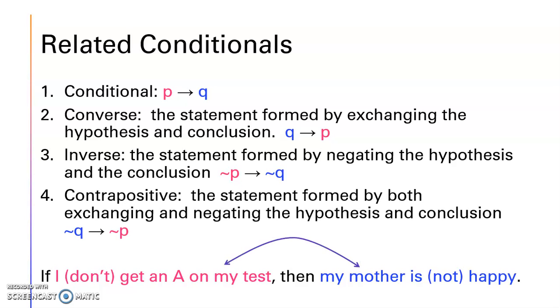The contrapositive is the long statement, and this is where you do both. You're going to both switch the order and add in the nots. So my original conditional was, if I get an A, my mother is happy. So I'm going to switch the order and add a not. If my mother is not happy, then I don't get an A on my test. So those are all the related conditionals we have.